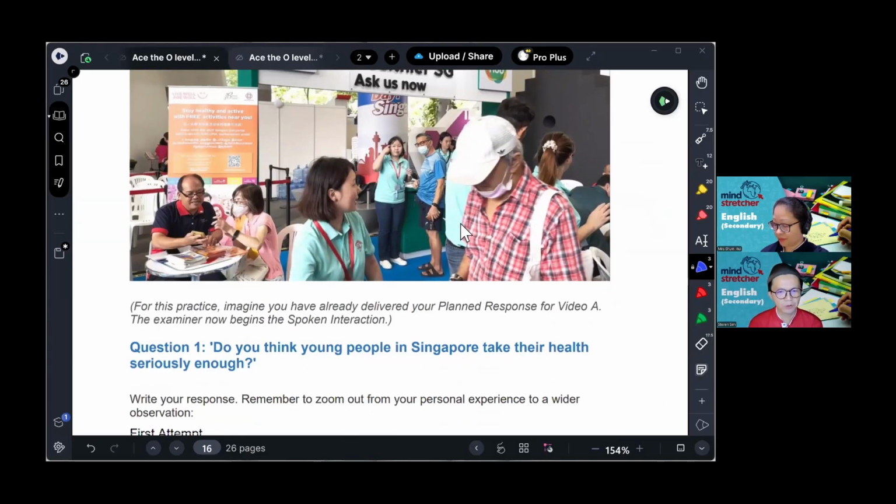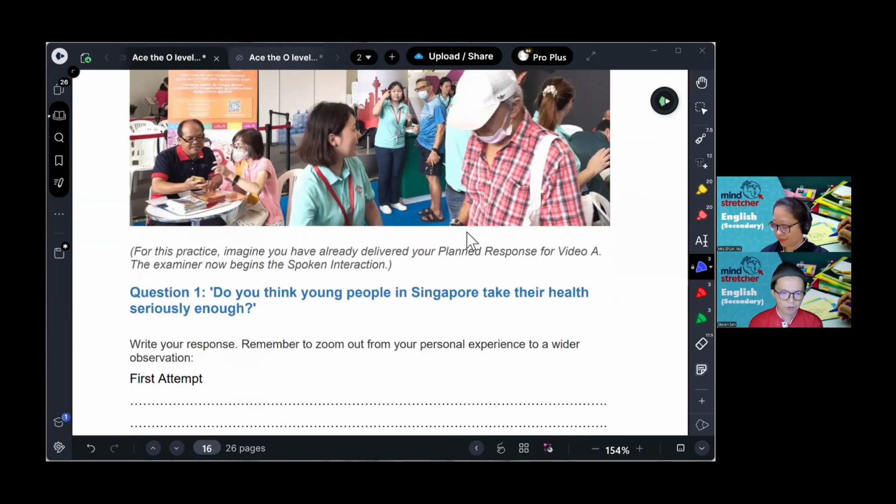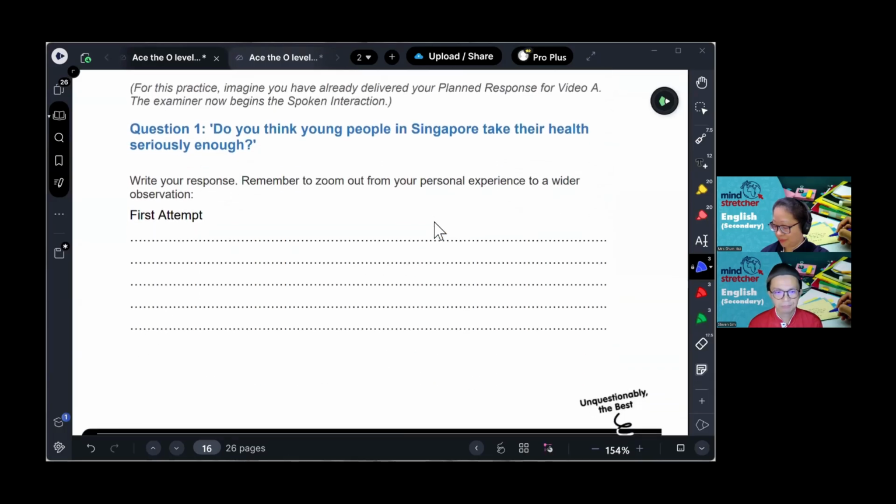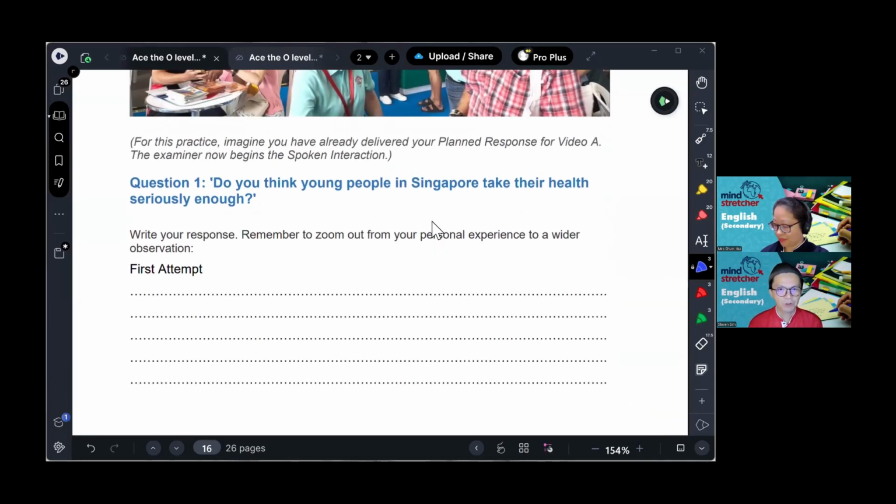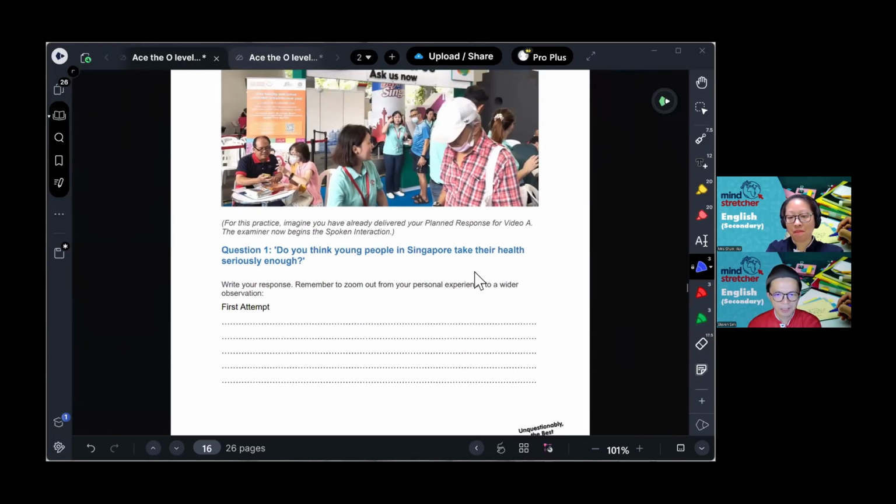Okay, so now we are doing spoken interaction. Question one, do you think young people in Singapore take their health seriously enough? Okay, how would you answer on the spot? Does anybody want to answer on the spot? If not, type your answer. Do you think young people in Singapore take their health seriously enough?